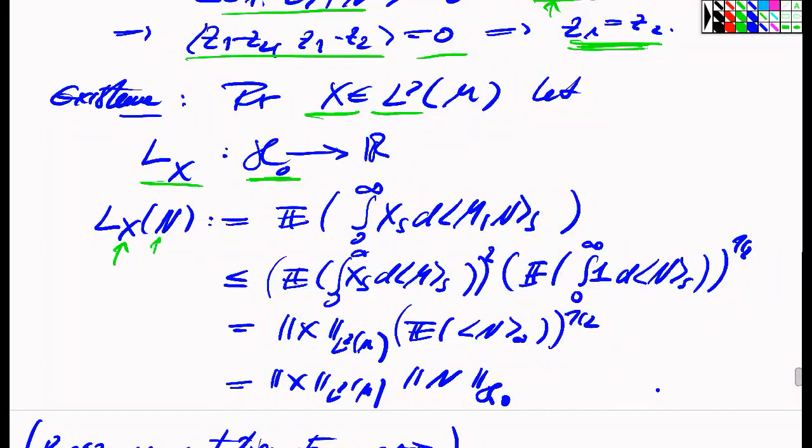It will take an arbitrary square integrable martingale with start in zero and map it onto the expectation of the stochastic integral of the x process with respect to the joint bracket of the m and the n process. n is here the argument, m is the fixed martingale for which we want to construct the stochastic integral. So we take the full time integral of the x trajectory against the bracket process of m and n until infinity, and we take the expectation of that. So clearly this is a linear operation in the argument martingale n.